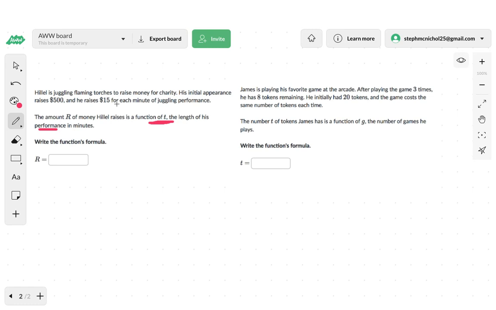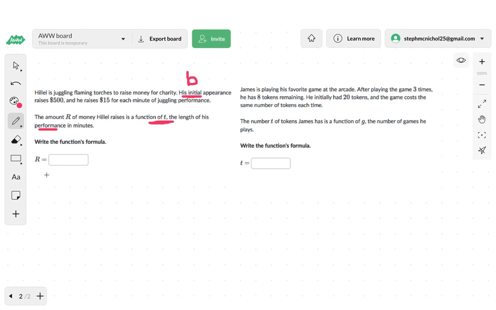So I'm gonna go back into the word problem. I'm gonna look for keywords that are gonna help us. So he's raising money, which means we're gonna have a positive slope. So his initial appearance. So when you see initial, you should automatically be thinking b, right? So when we think y-intercept, we're thinking initial or the starting point. So his initial appearance raises $500.